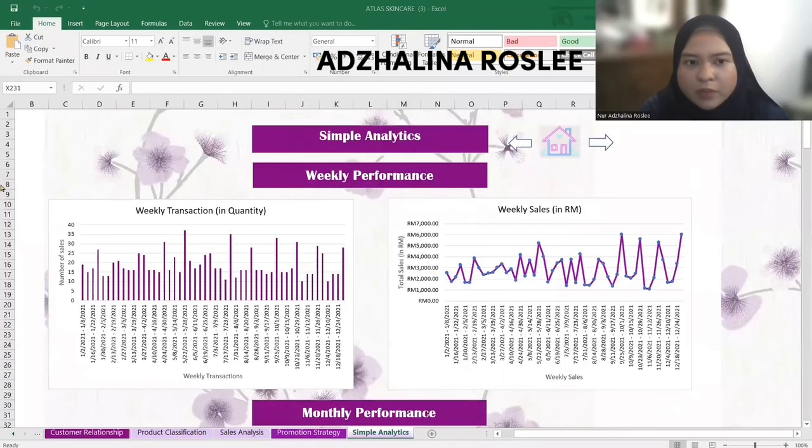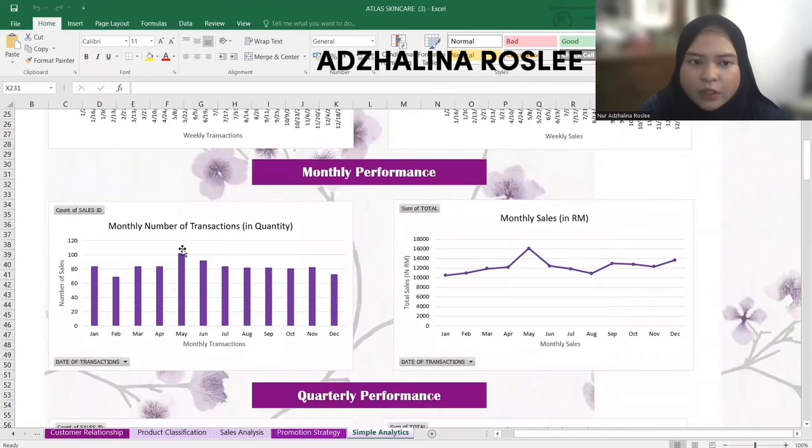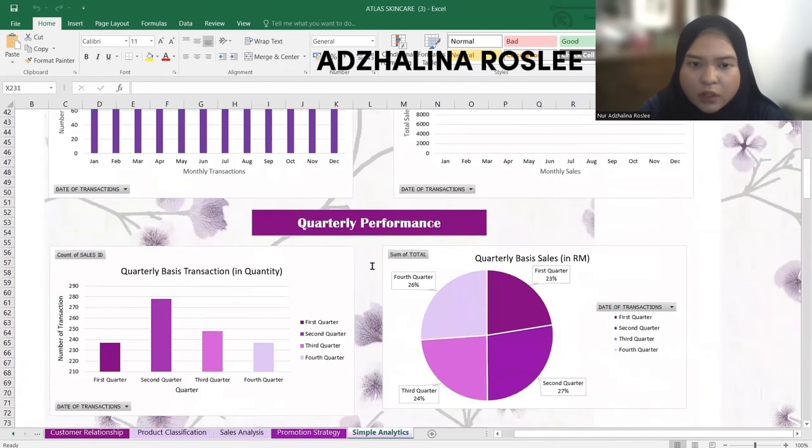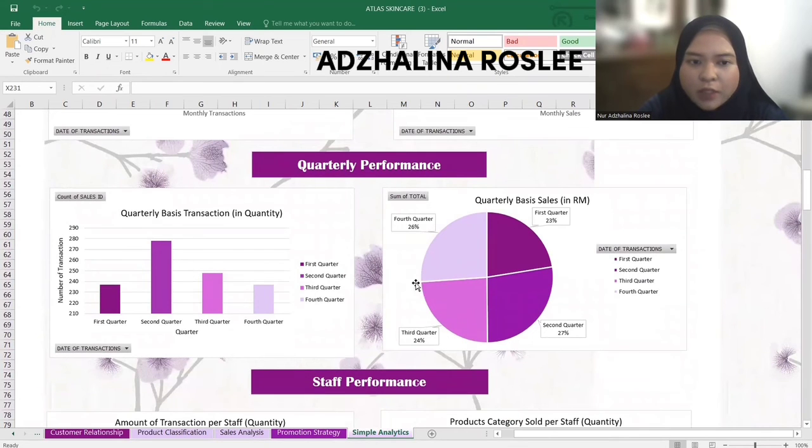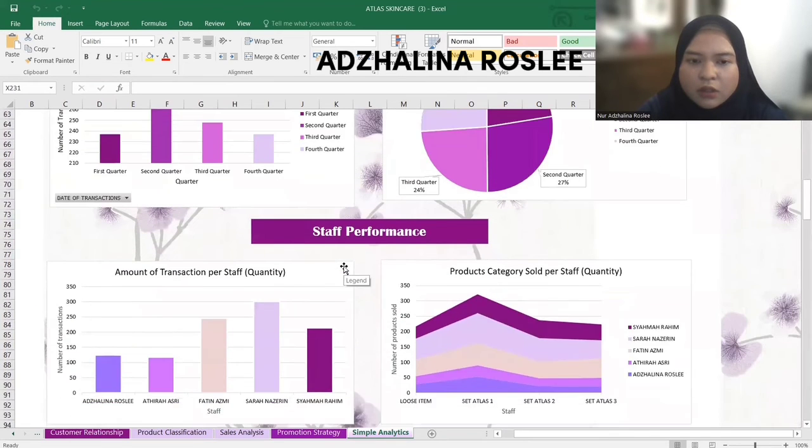Now I'll present the simple analytics. For weekly performance, we have weekly transaction quantity and weekly sales in ringgit. Next one is the monthly performance. We have monthly numbers of transaction quantity and monthly sales in RM. Next one is the quarterly performance, where we have a bar chart and pie chart of quarterly basis transaction quantity, and another one is the quarterly basis sales in ringgit.